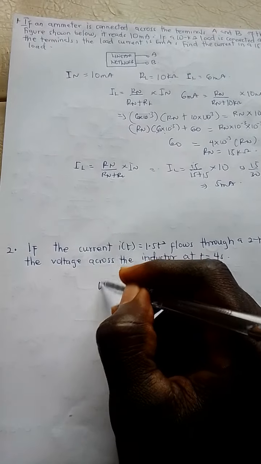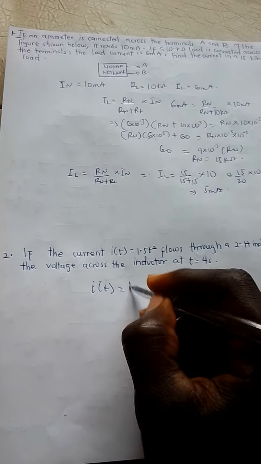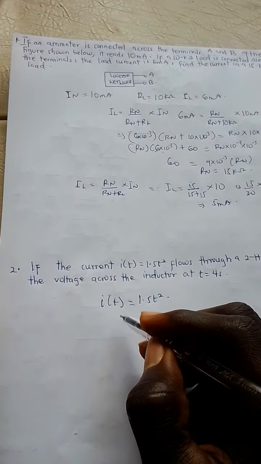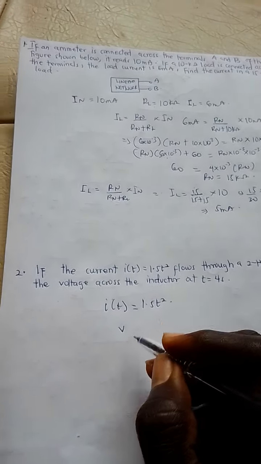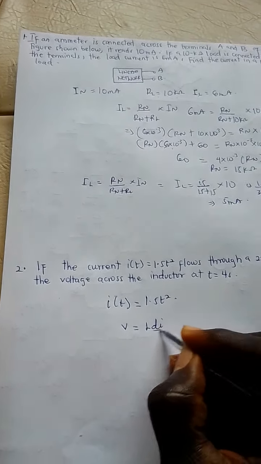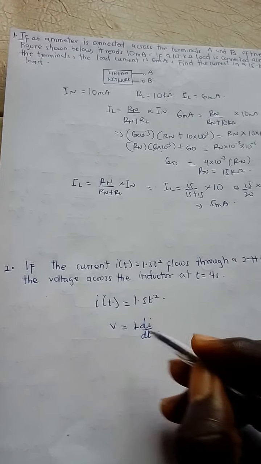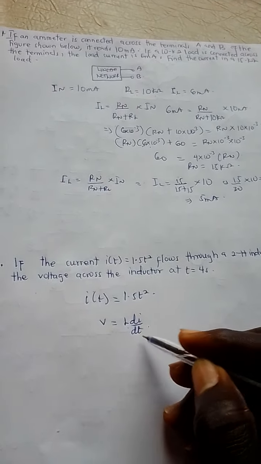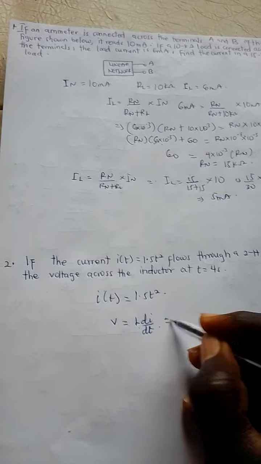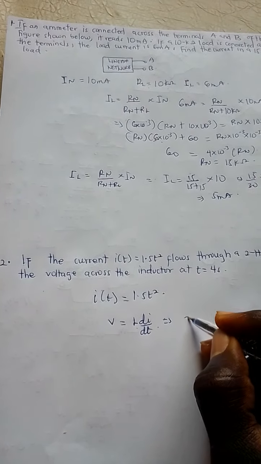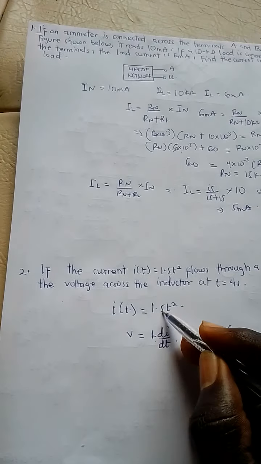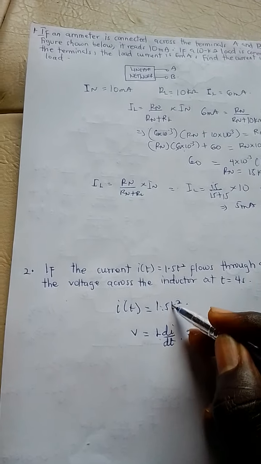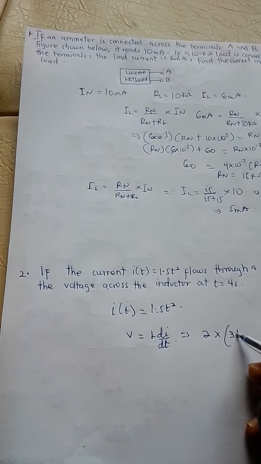So we have our i of t to be equal to 1.5 t squared. So we have to find the voltage across the inductor, and the voltage of an inductor is generally equal to L di over dt, where L is the inductance and di over dt is the change of current over the change of time. So this will be equal to the inductance, which is 2, times, when you differentiate this, we are going to get 2 multiplied by 1.5, then multiplied by t to the power 2 minus 1, that will give us 3t.